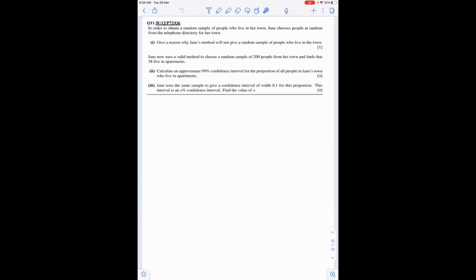The next part: Jane now uses a valid method to choose a random sample of 200 people from a town and finds that 38 live in apartments. Calculate an approximate 99% confidence interval for the proportion of all people in Jane's town who live in apartments. This is very simple. Let X be the proportion of people in Jane's town who live in apartments.